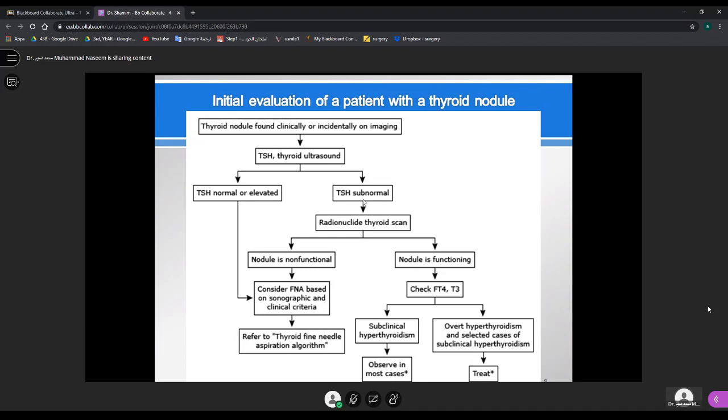If TSH is subnormal, it means hyperactivity, so we will do a radionuclide thyroid scan. And if the nodule turns out to be non-functional, that is cold, again we will proceed to FNAC. And if the nodule is functioning, that is hot, we will check T4 and T3. If these values are subclinical, we do observation only. And if those show an overt increase, that is overt hyperthyroidism, then we treat the patient.